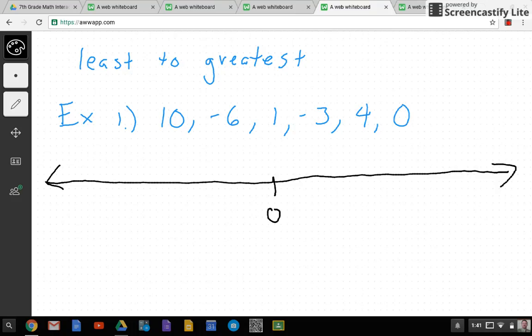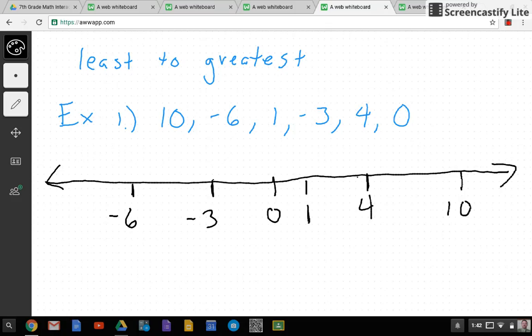And I kind of plot them and figure out where they would be. So right here, I've got 10. Well, I'm going to say 10 is about right out in here. It's one of the bigger numbers that I could put on my number line. -6, well, it's going to be right there. 1, well, that's going to be approximately in there somewhere. -3 is going to be about right in here. And then I've got a 4. Well, a 4 is definitely bigger than 1. I'm going to say that's about 4. And 0, well, I've already got 0 on there.